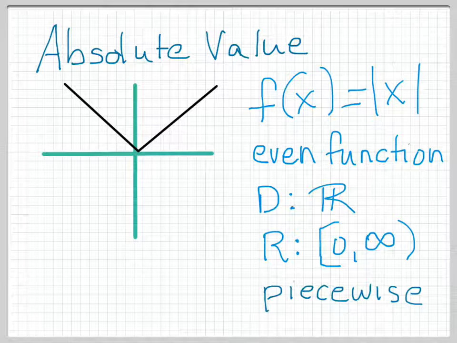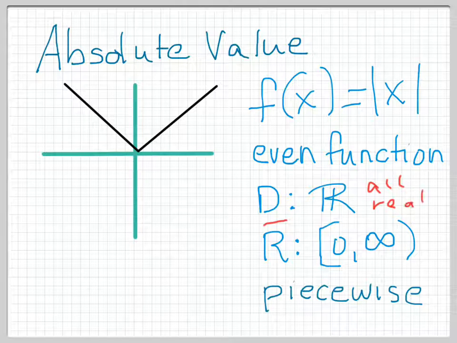The domain is going to be all real numbers, meaning we can put any number we want in for x. Negative numbers, 0, positive numbers. That little funny R looking thing stands for all real numbers. Our range is going to be from 0, including 0, up to infinity. That means all the answers to an absolute value problem must be 0 and greater, all the positive numbers. It is also a piecewise function.